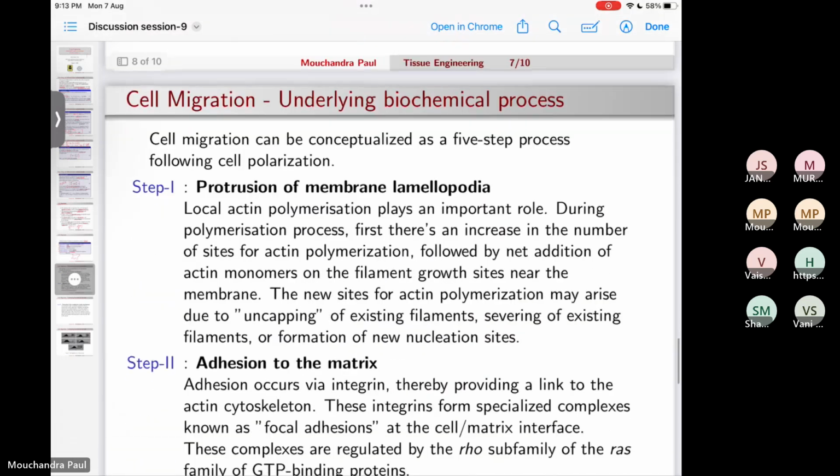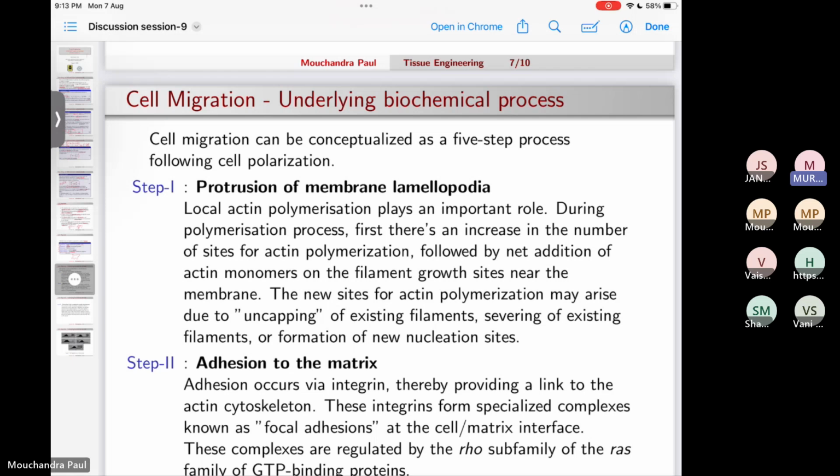In the next class, we will talk in detail about how a cell migrates. As I'm seeing, time is already close to our end. So are there any queries? Let me know. Anything that you have not understood?